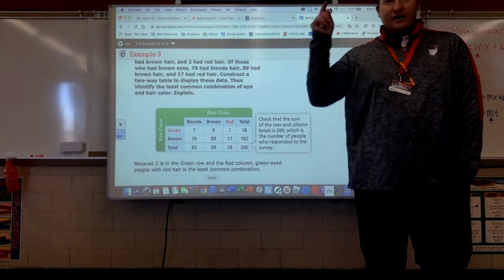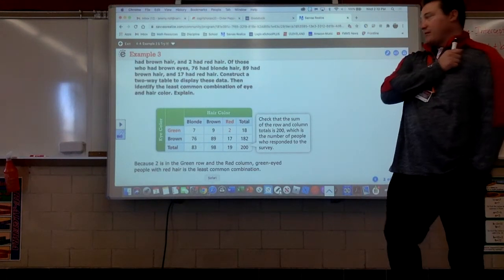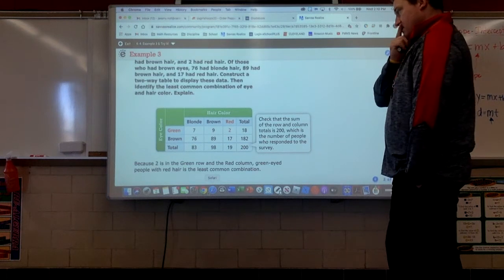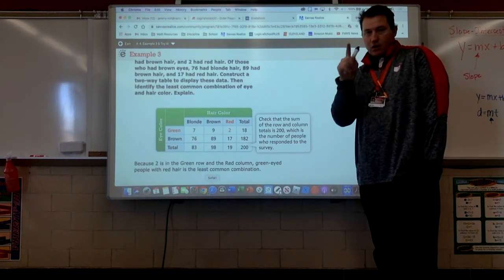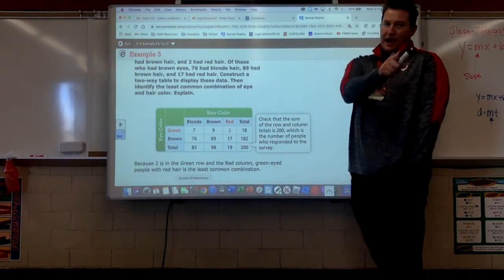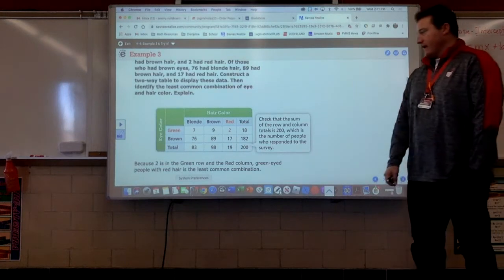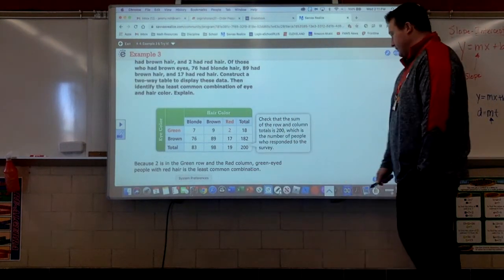What is the most popular combination of hair and eye color? Get your guess locked in. 3, 2, 1. Bam, right here. Brown hair, brown eyes. There you go. That is our most popular. 89 people out of 200. Okay?